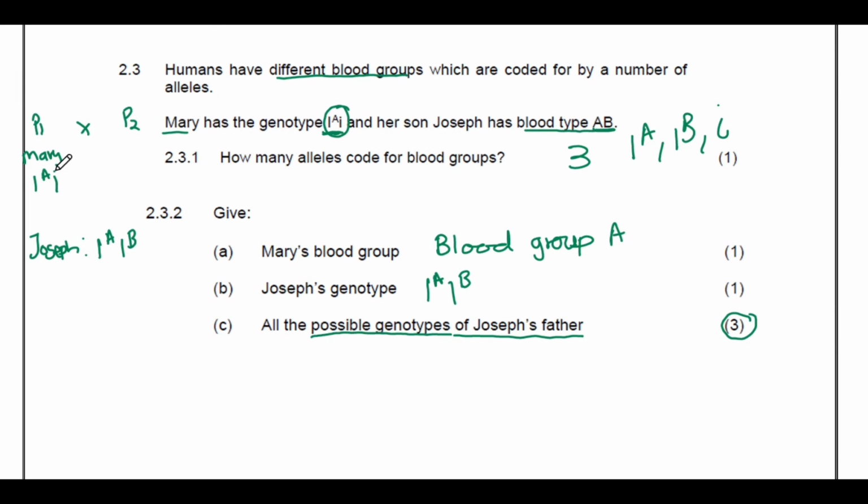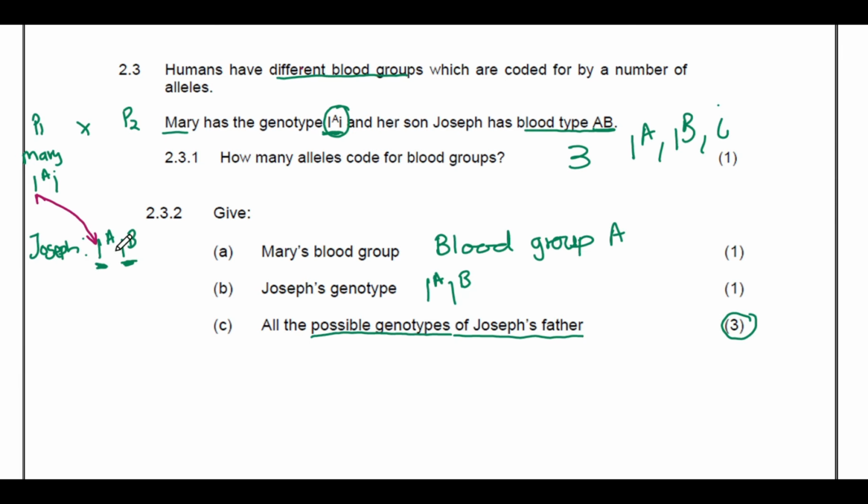But Joseph's genotype is there to guide you, because that means that since Joseph is blood group AB, he needs to have inherited the allele IA from one parent and IB from the other parent. Now, since we have Mary's genotype, that means Joseph inherited the allele IA from Mary. You get it, guys?